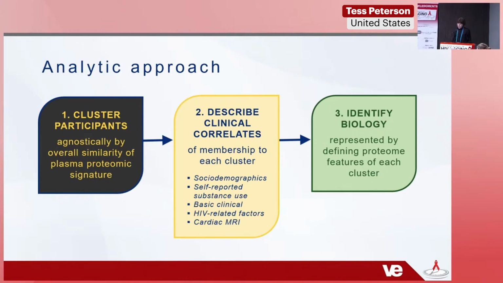So we clustered participants agnostically by the overall similarity of their plasma proteomic signature. Then we described them clinically by comparing various risk factors, including sociodemographics, self-reported substance use, basic clinical factors like BMI and hypertension, HIV-related factors, and then to contextualize to cardiovascular risk, we have cardiac MRI. And then finally, we can use the proteomics to identify some of the biology that are defining the proteome features of each cluster.